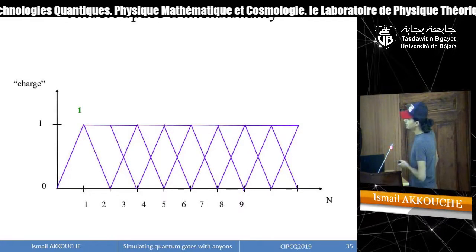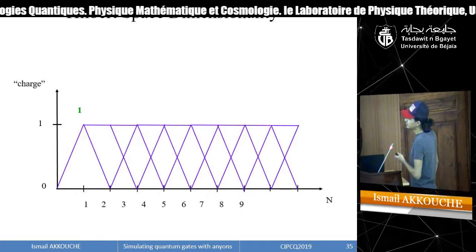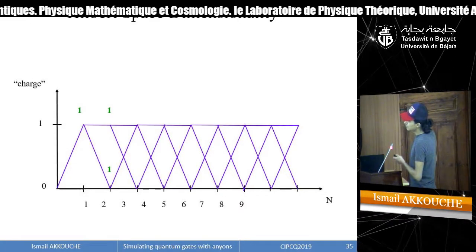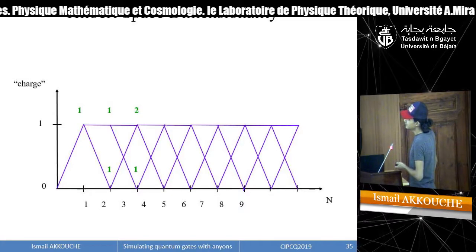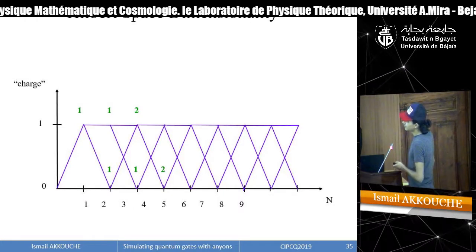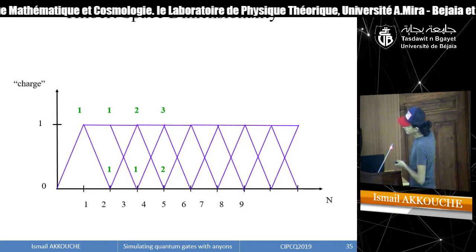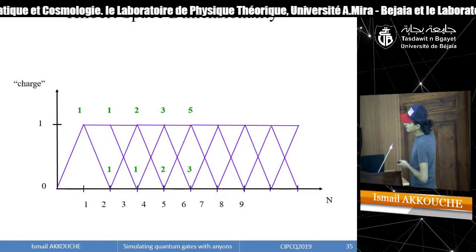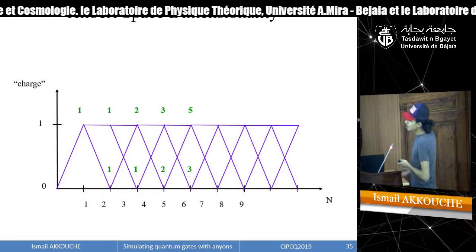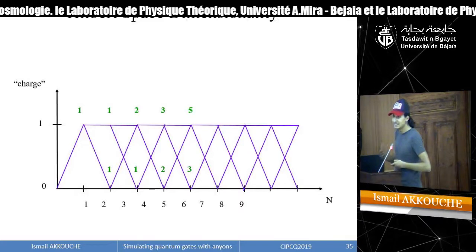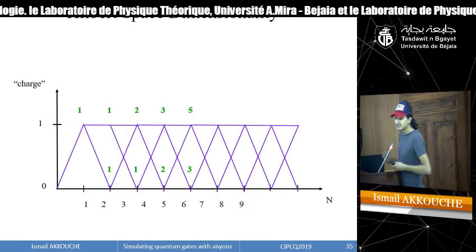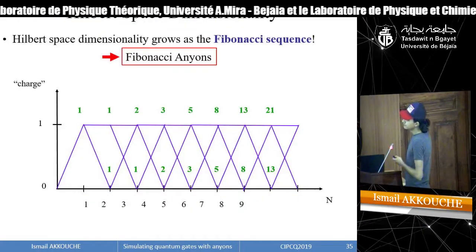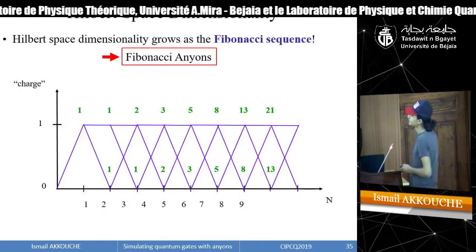For example, when I use 1 quasi-particle, the dimension of the Hilbert space is 1. When I use 2, the dimension is 2. When I use 3, the dimension is 3. When I use 4, the dimension is 5. When I use 5, the dimension is 8. So the dimension of the Hilbert space increases as the Fibonacci sequence. This is another reason why we call this model the Fibonacci model.